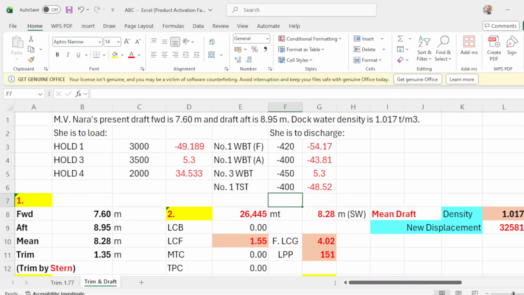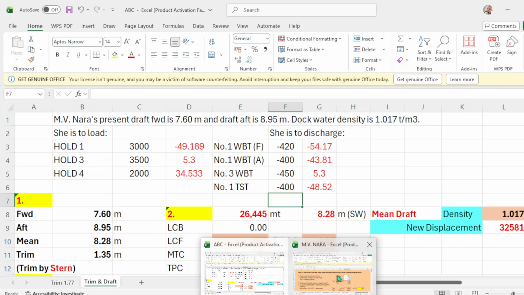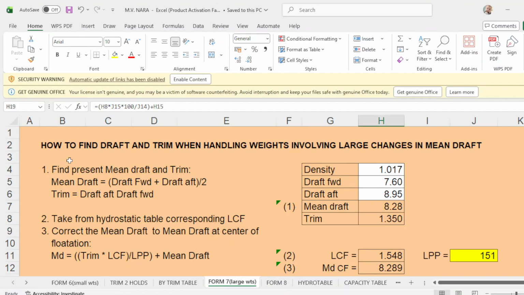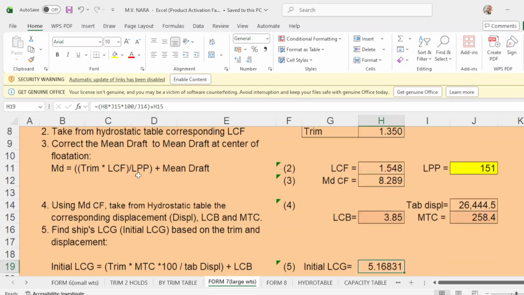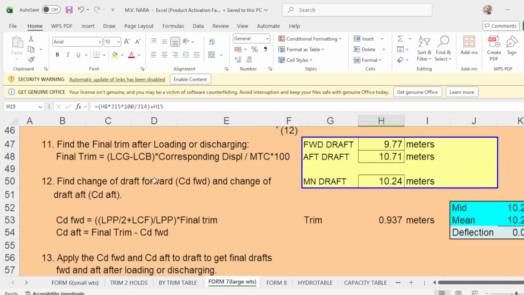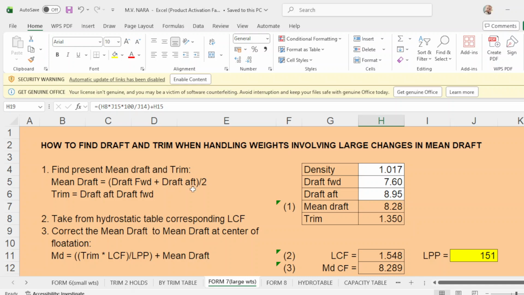By the way, this is the program, how to find draft and trim when handling weights involving large changes in draft. So we just follow these procedures manually, and this one by program. So number 1, you put the draft and the density and the aft draft. So your mean will be 8.28 and the trim is 1.35. Okay, put this like this.